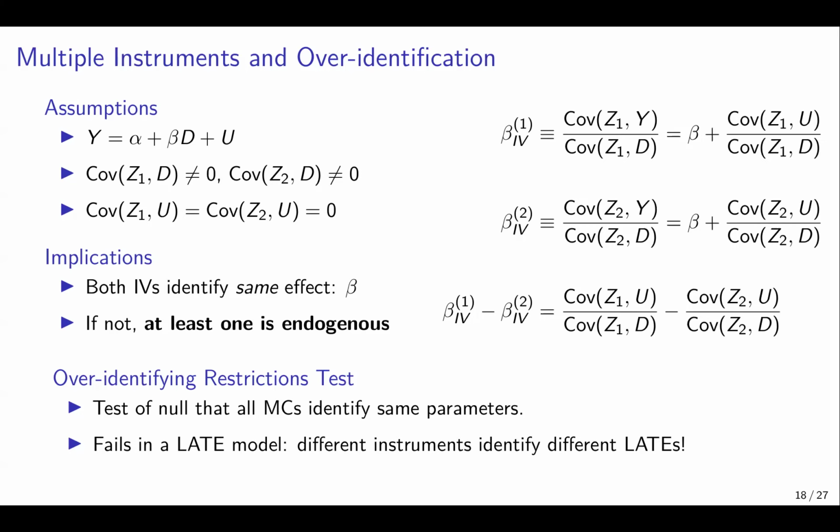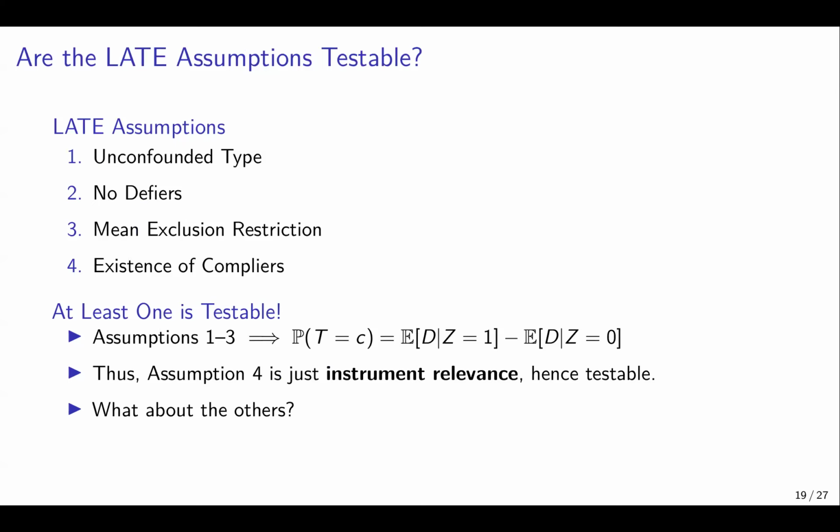So in some sense, once we begin to entertain the notion of different treatment effects for different people, this whole idea of over-identifying restrictions from multiple instruments goes out the window, because every instrument could be identifying its own LATE. So that brings us to the obvious next question. Are the LATE assumptions testable?